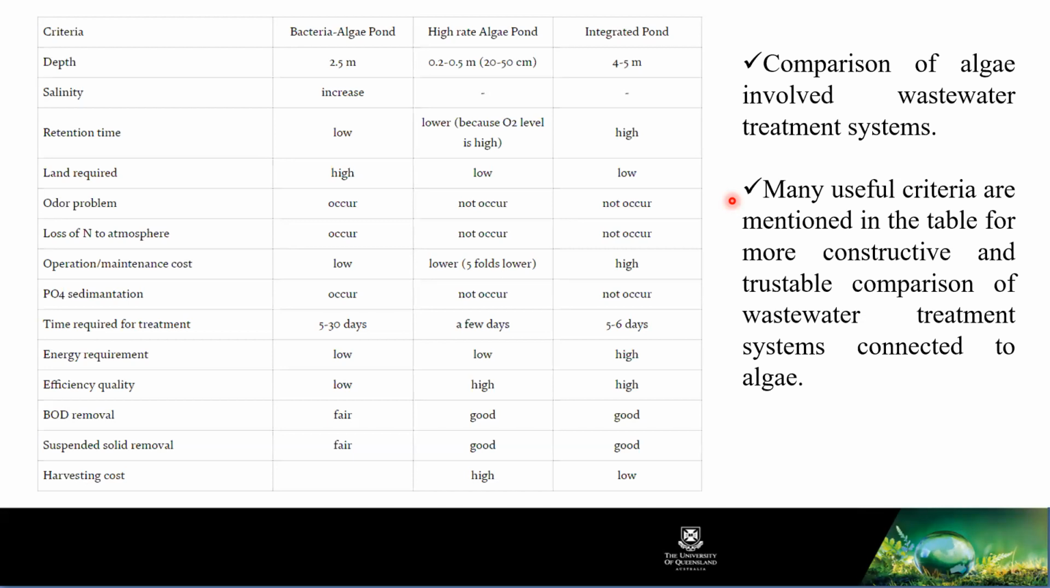Efficiency and quality are always high because it's the best method to produce good water from bad water. For BOD removal, it produces more oxygen, so it's good. Suspended solid removal is possible to a good extent. Harvesting cost is high, but again it depends upon the process you are selecting. If you are using a simple flocculation method to harvest, then it's a low cost. If you're going for ultrafiltration or microfiltration, which we are using here, then it is a high cost. So you need to decide based on the budget for that project.